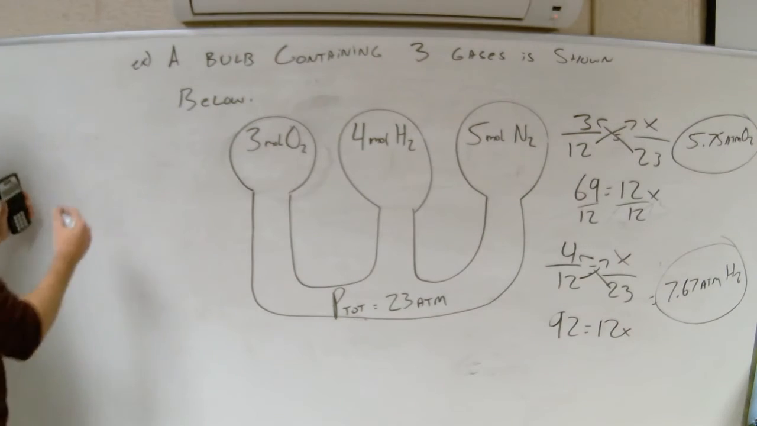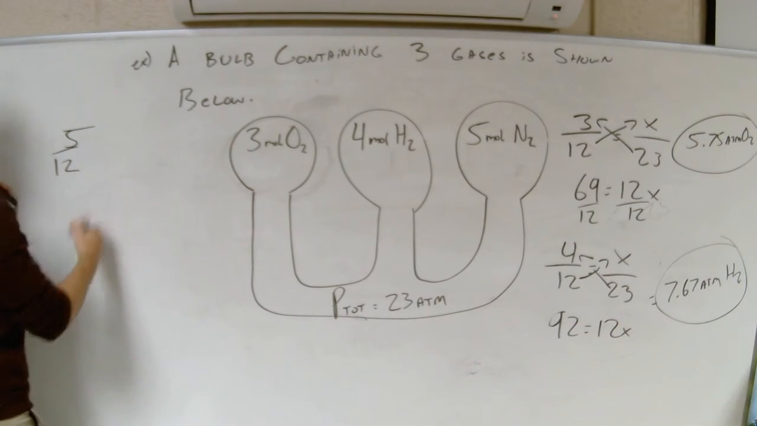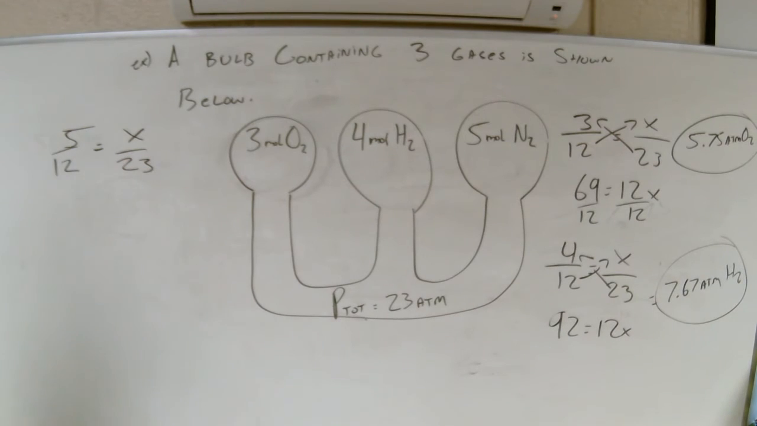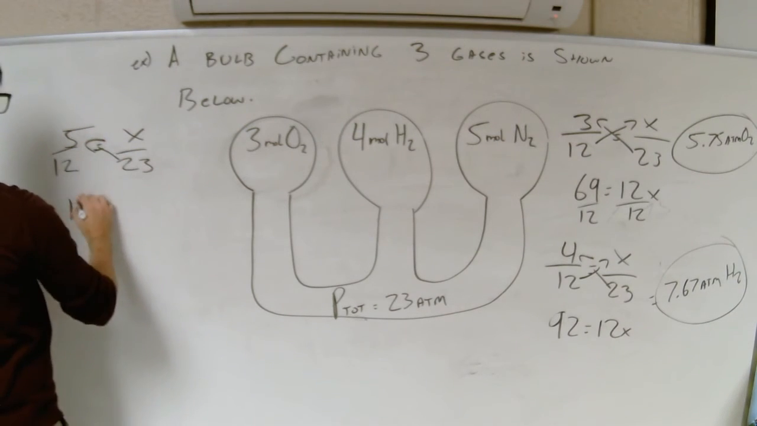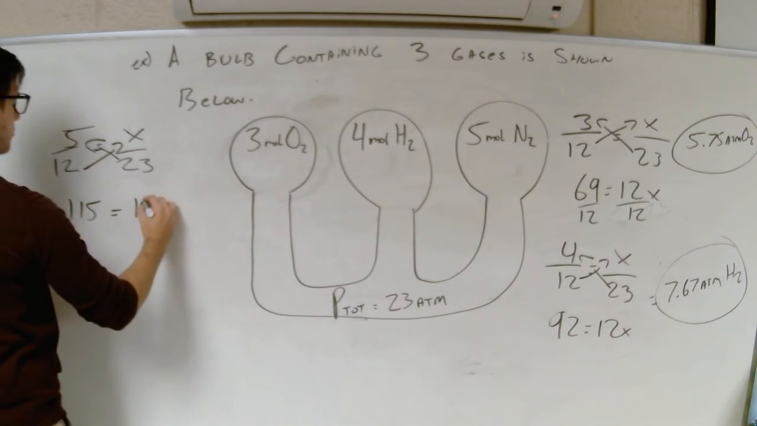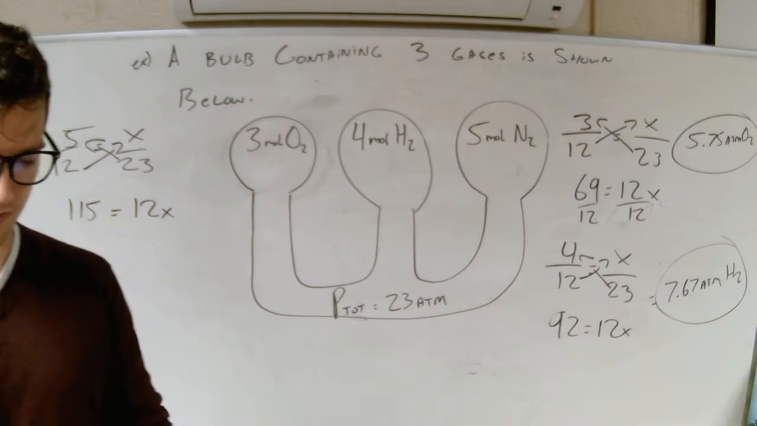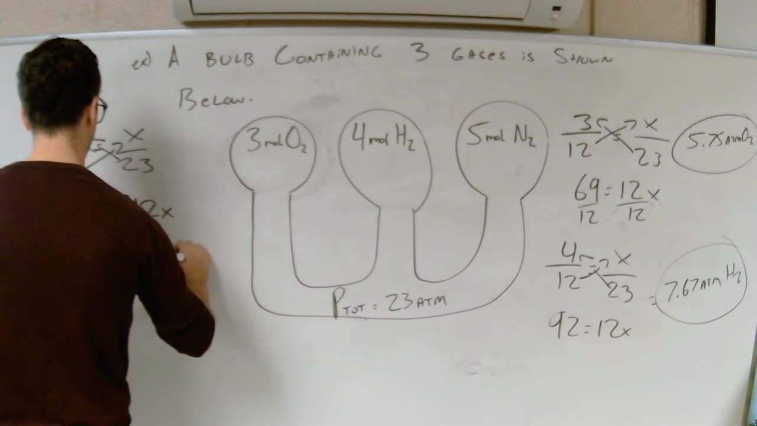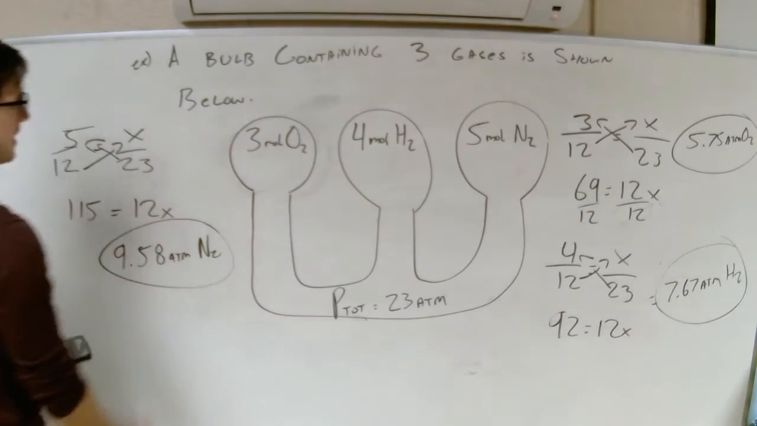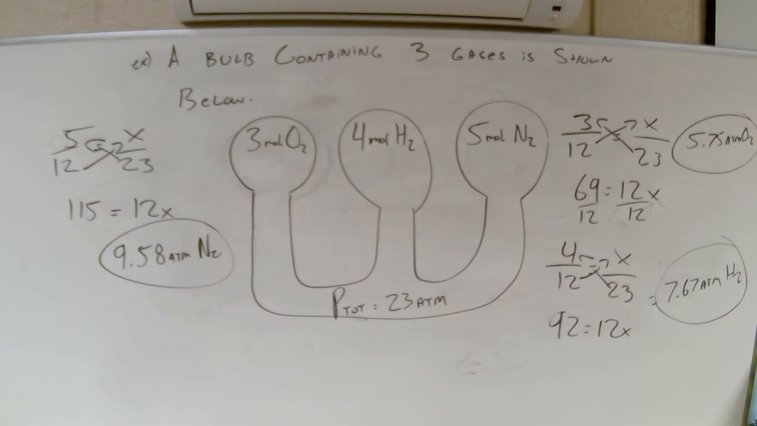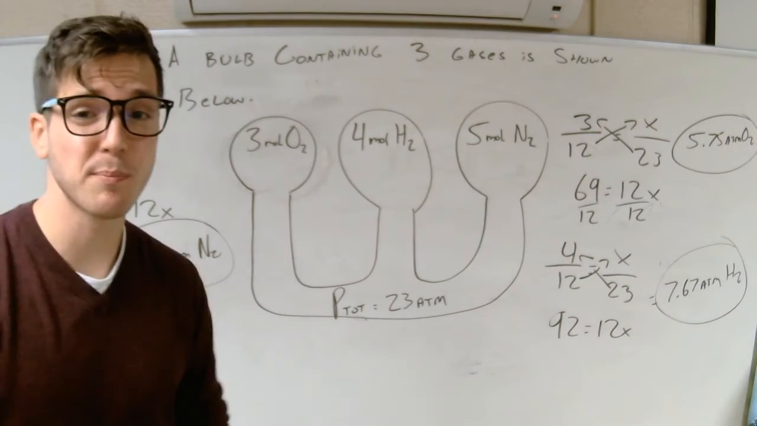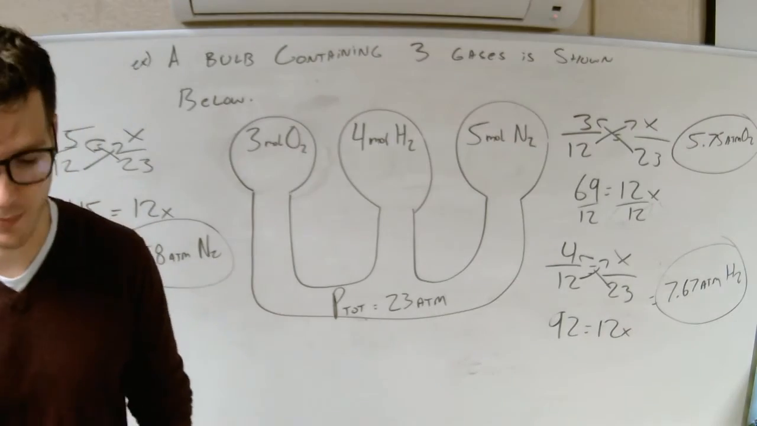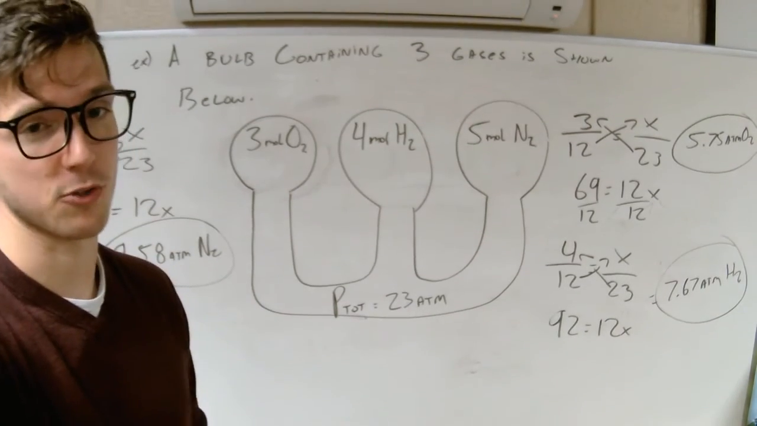Last one, let's go over here for this. Nitrogen makes up 5/12 of the moles. It should make up 5/12 of the pressure. 5 times 23 is 115. 12 times x is 12x. 115 divided by 12 equals 9.58 ATM of N2. And that's how we find the partial pressures of all those gases. And then when we add up these partial pressures, they should be pretty close to equaling 23 based on how we round it. So that is Dalton's law of partial pressures.